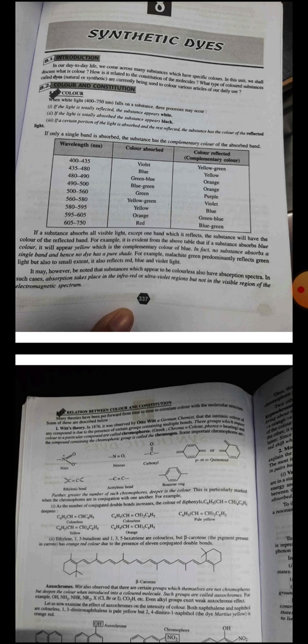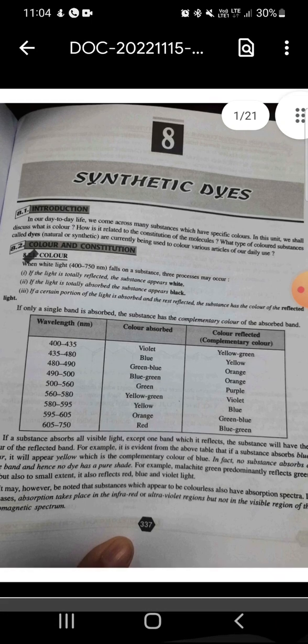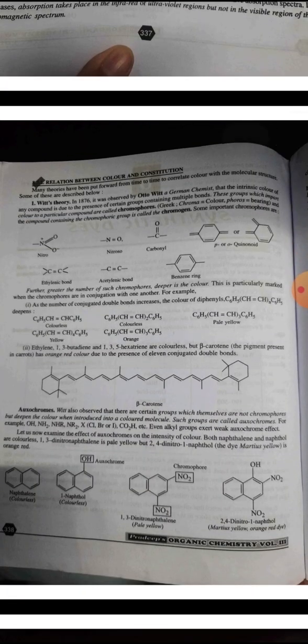light. It may, however, be noted that substances which appear to be colorless also have absorption spectra. In such cases, absorption takes place in the infrared or ultraviolet region, but not in the visible region of the electromagnetic spectrum. Relation between color and constitution. Many theories have been put forward from time to time to correlate color with the molecule structure. Some of these are described below.